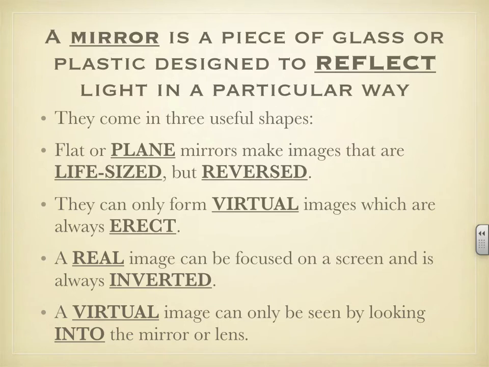So a real image we can see on a screen. A virtual image can only be seen by looking into the mirror or lens. You don't see yourself until you're looking into the mirror. You don't say, "Oh, look, here I am on the wall," bounced off the mirror. It doesn't happen like that. You have to actually be staring into the mirror to see your nice little virtual image.